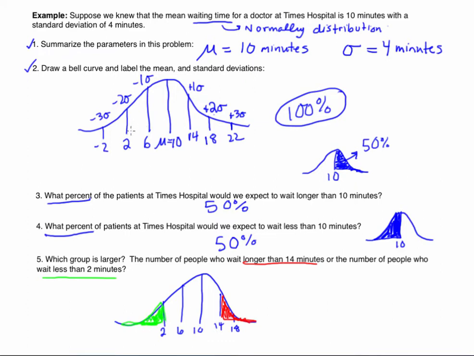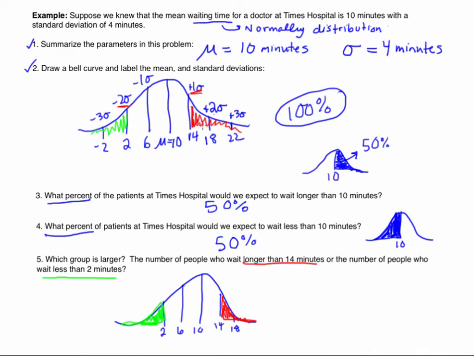However, if you look up above, there might be a better picture for us. Less than 2 is over here, and above 14 is going to be here. Notice that the observation of 2 is 2 standard deviations away, so this area is going to be smaller. There are fewer people over here than the number of people above 14. It all has to do with the number of standard deviations away. If you are 2 standard deviations away, that's less likely to happen than if you are 1 standard deviation away.